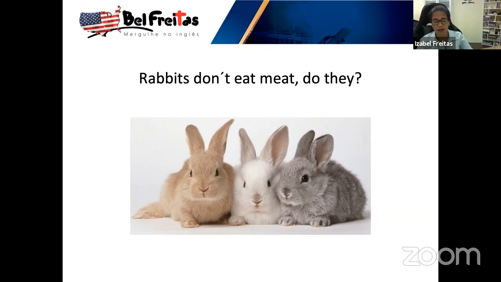So, rabbits don't eat meat, do they? You see, I am confirming because in fact I know that they don't eat meat, but I'm confirming: rabbits don't eat meat, do they? So I am confirming. So the question tag is the last part, okay? Do they is the tag question, right?